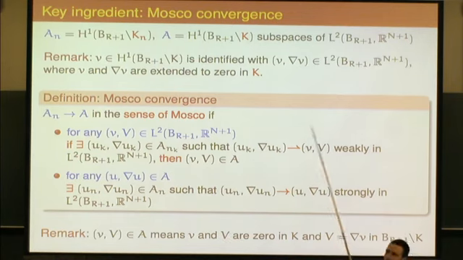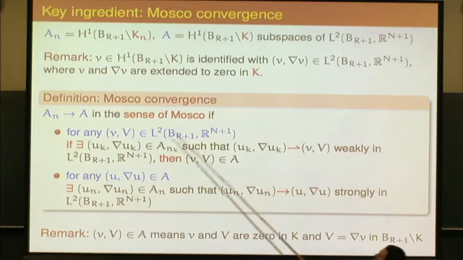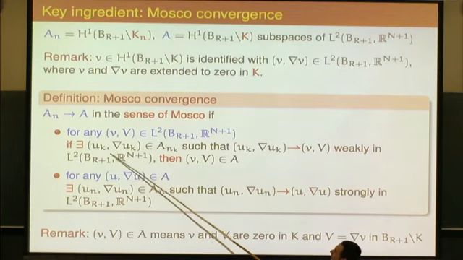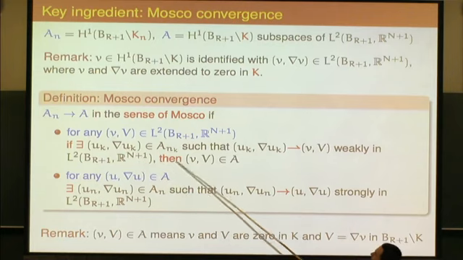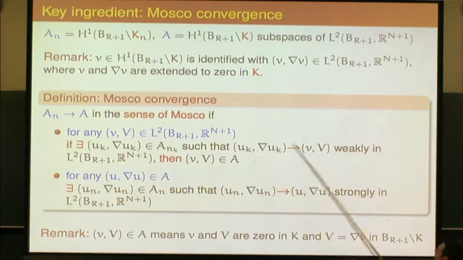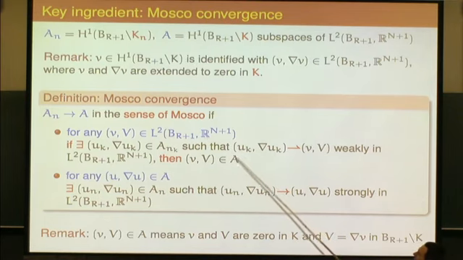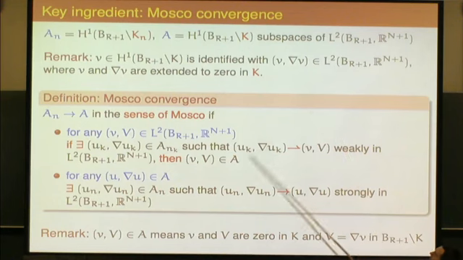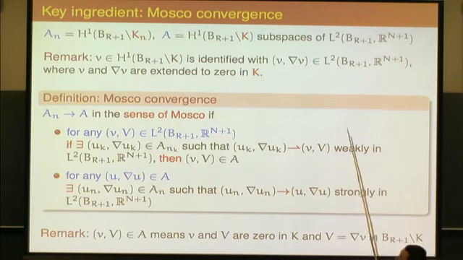You have two parts. The first part is a kind of weak closure, in the sense that if you take a subsequence belonging to A_n, which converges weakly in L2 to an element with values in R^(n+1), then this element needs to belong to A. So this is a kind of weak closure up to subsequences.